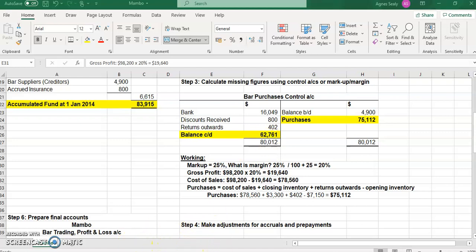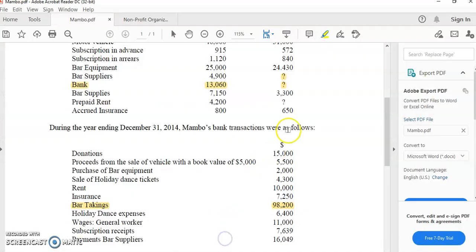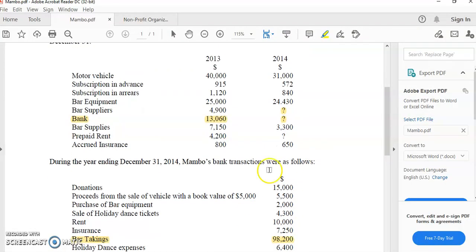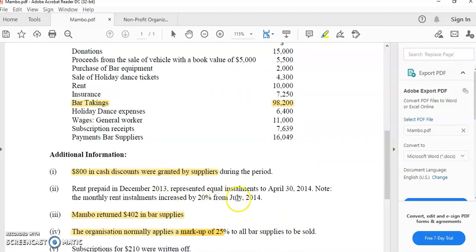Now, in a previous video, I think part 1 of my video, I would have made an error where I spoke of this $10,000 here as having something to do with prepayments. That was incorrect, because here we are going into our step 4 where we are going to be looking at adjustments for accruals and prepayments. So I wanted to bring this up and make a correction early, because note number 2 stated, rent prepaid in December 2013 represented equal installments to April 30th, 2014.